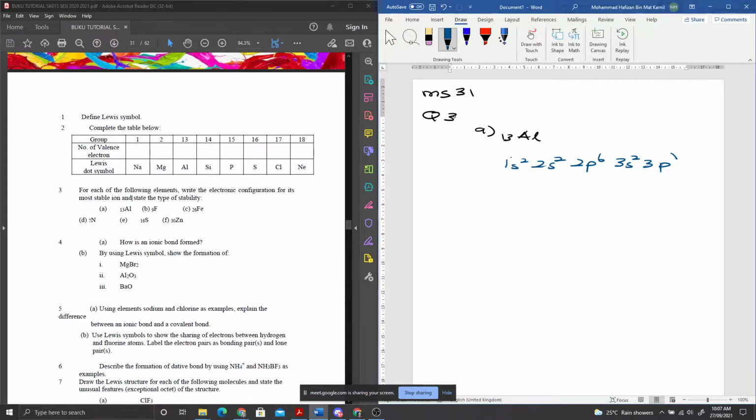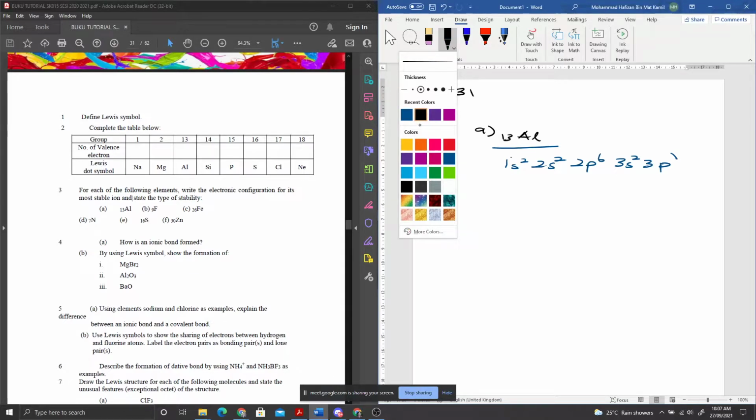Okay, what is the most stable ion dia untuk electronic configuration dia? Okay, untuk electronic configuration of most stable ion, this is bukan ion, okay? This is dia punya atom. Ion is bila dia dah bercharge. So we want to know apa yang dia stable. Okay, so cara nak tahu which one is the most stable one, dia perlukan 8. So 8 untuk dia stable. So tengok dia punya shell.